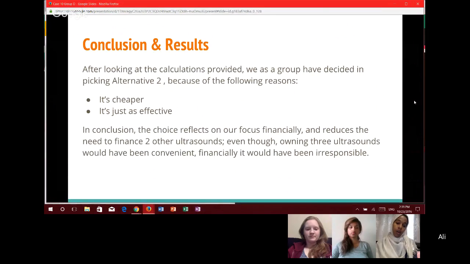After looking at the calculations provided, we as a group have decided on picking alternative 2 for the following reasons. It's cheaper, it's just as effective, and in conclusion, the choice reflects our focus financially and reduces the need to finance 2 other ultrasounds. Even though owning 3 ultrasounds would have been more convenient, financially it would have been irresponsible.